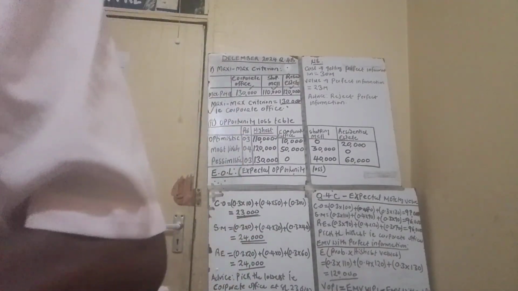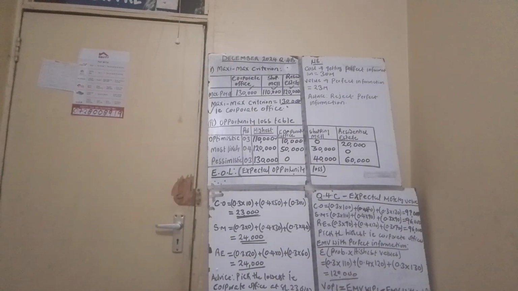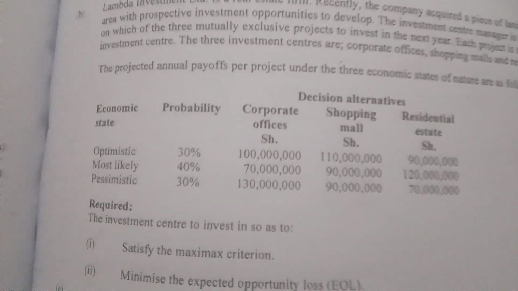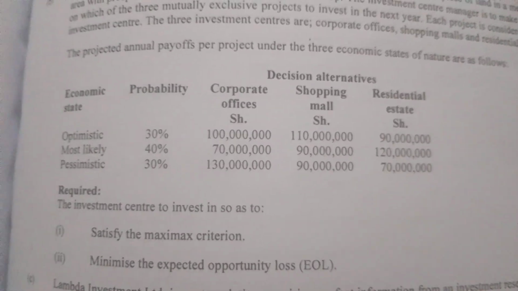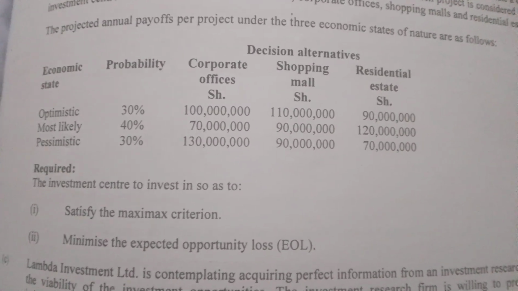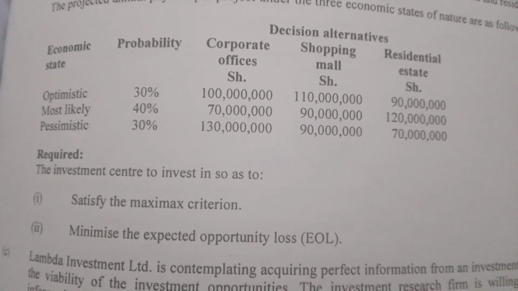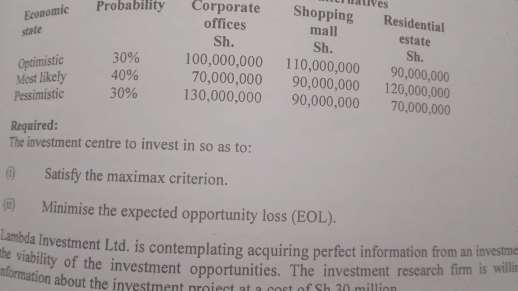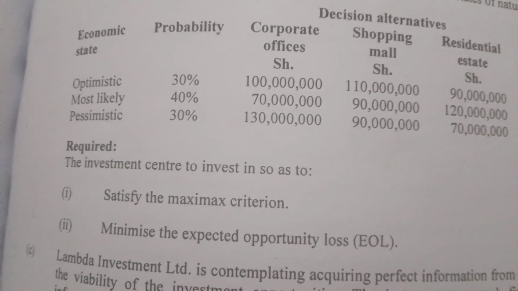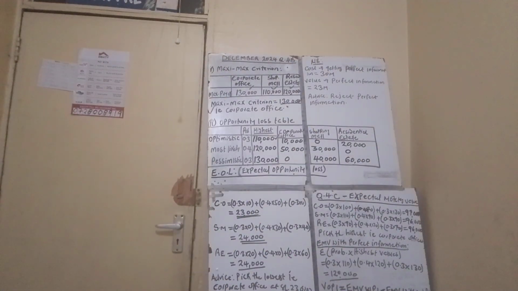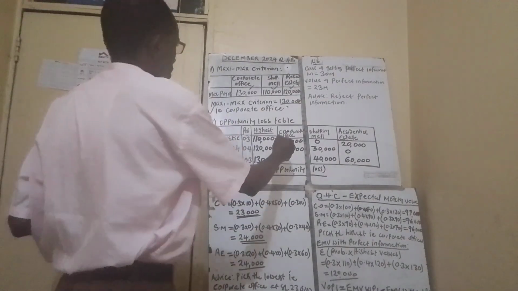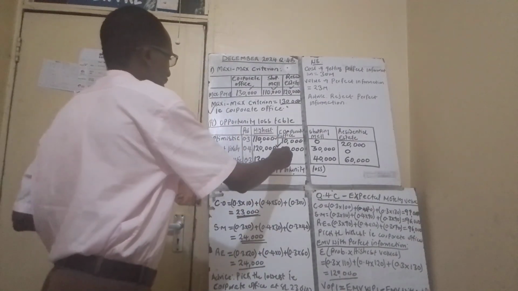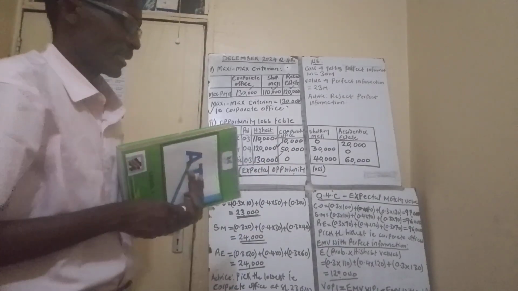You go to the second row and identify the highest number again. You just go along that, you can see most likely 40%. So you look at 70 million, 90 million, and 120 million, and the highest number there is 120. So you put 120 here.